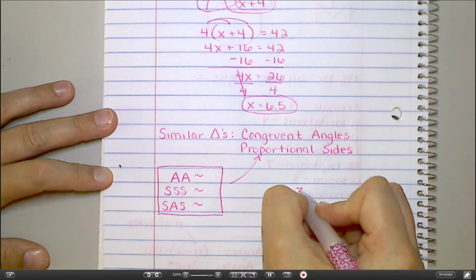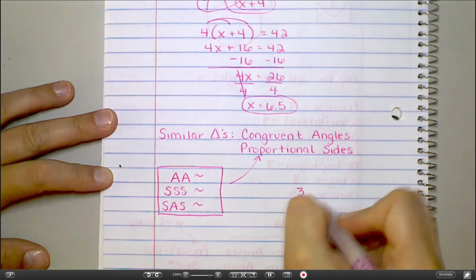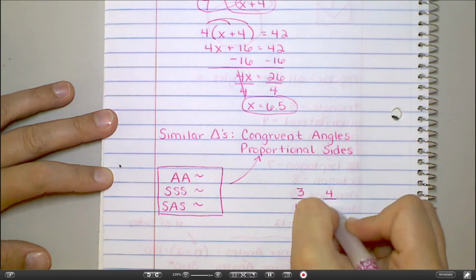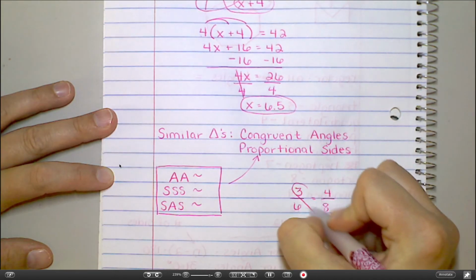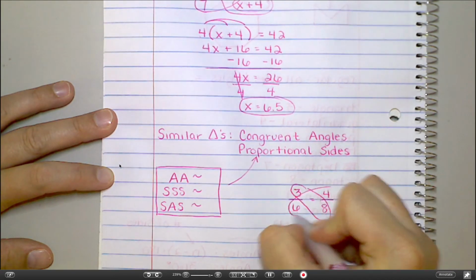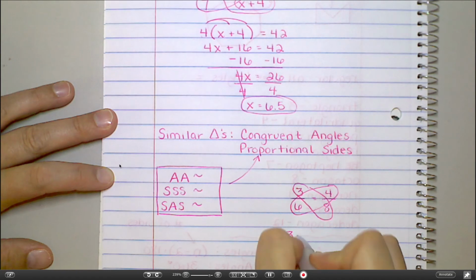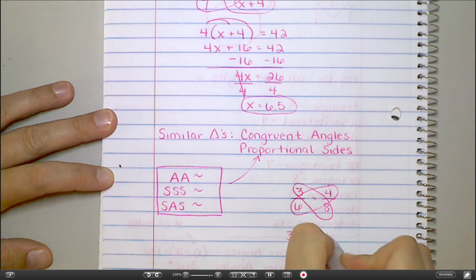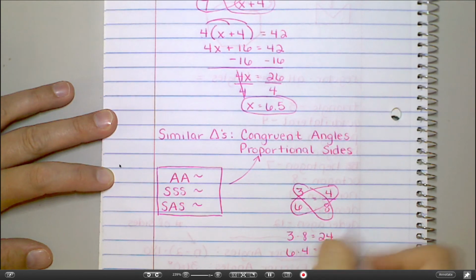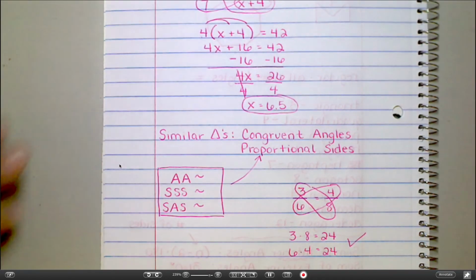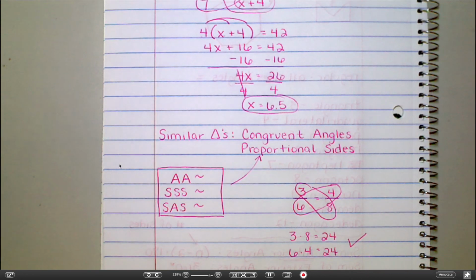I'm just going to make up a set. Like if you had 3 and 6 and 4 and 8. How do you check to see if that's a proportion? Times 8 and 6 times 4. There you go. So cross multiply. 3 times 8 is 24. 6 times 4 is 24. So if these were your side lengths, you would say, yes, those are proportional. Okay? I think that's enough to get you started for today.